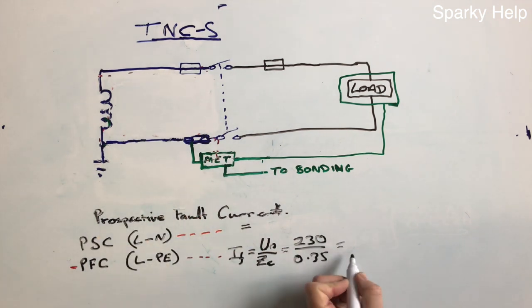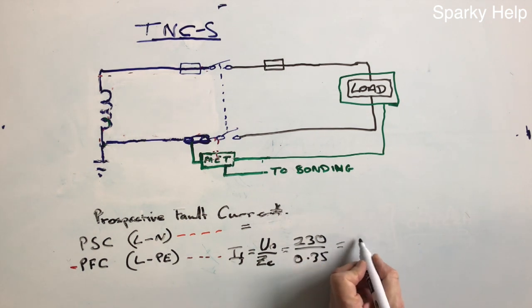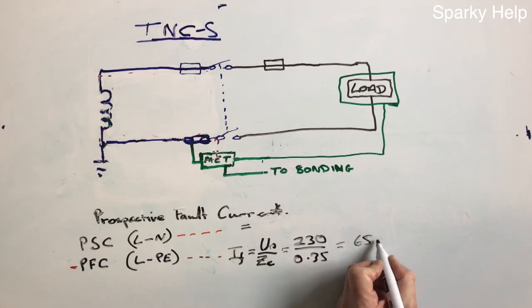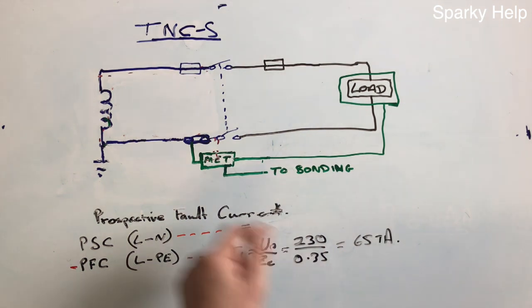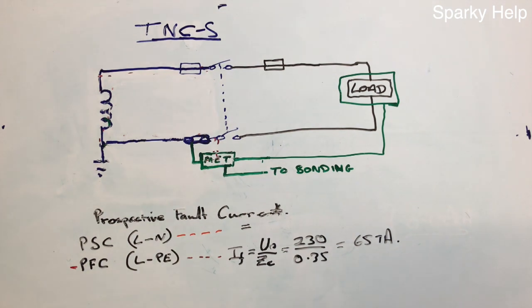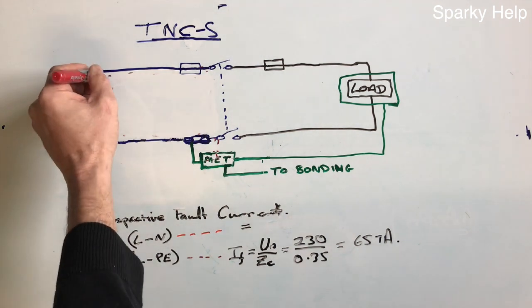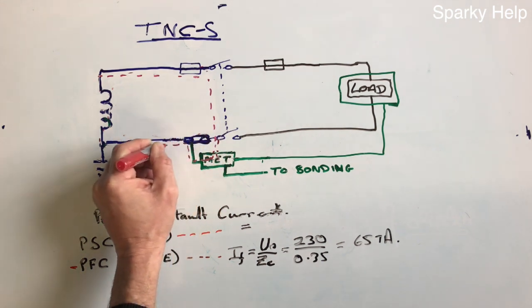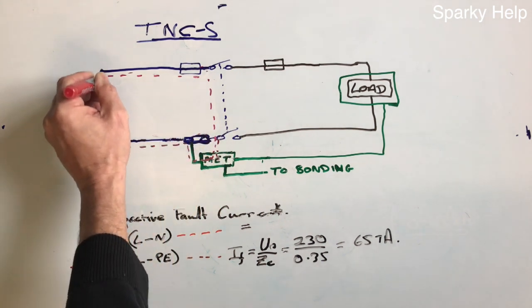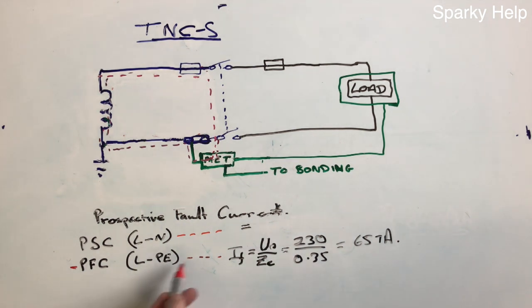It was this. So you could do this as a calculation. The meter would give you a more precise reading, but it would give you 657 amps. That would be the fault current to earth, and remember that's the red line here, so that's coming down here and it's going back up and through that way there. So that then is the prospective fault current there.